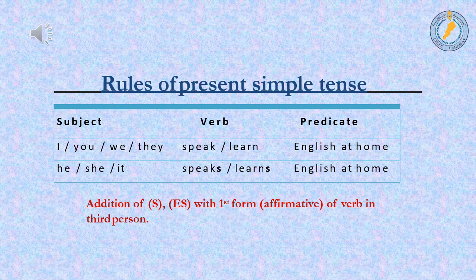But when I have these pronouns, he, she, it, I write speaks or learns. So, as you can notice, I added an s to the verb: speaks, learns English at home. So, we have to add s or es to the first form. What's the first form? It's the affirmative form of the verb in third person. Third person means he, she, it.